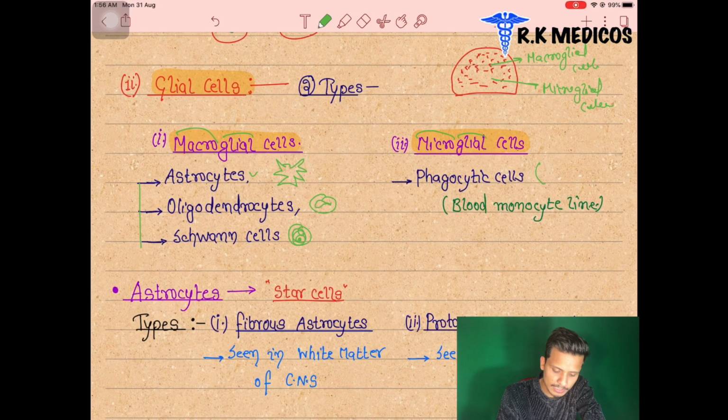Microglial cells are phagocytic cells, the microglia of the brain. These are the scavenger cells. They phagocytose the pathogens or foreign bodies which are present in our central nervous system, or which travel through the circulation and reach the central nervous system. These pathogens are killed by the phagocytes in our body. So these phagocytic cells of the central nervous system are basically the microglial cells, and they derive from the blood monocyte line. So these are the types of glial cells, the macro and micro.